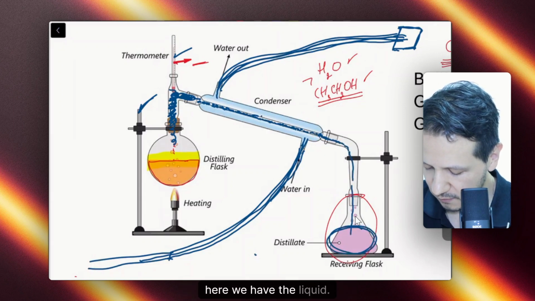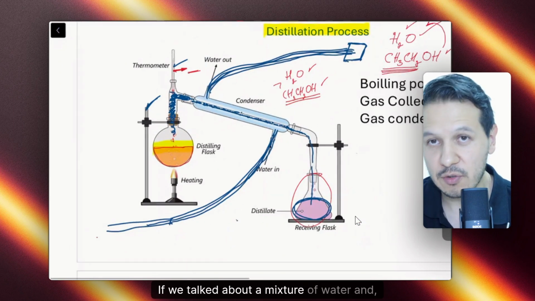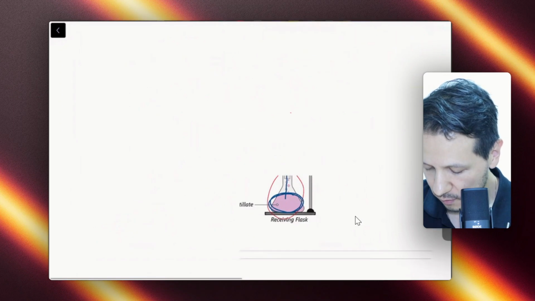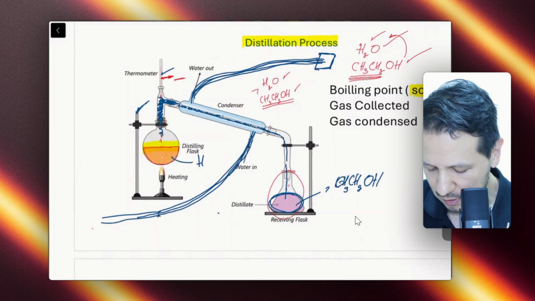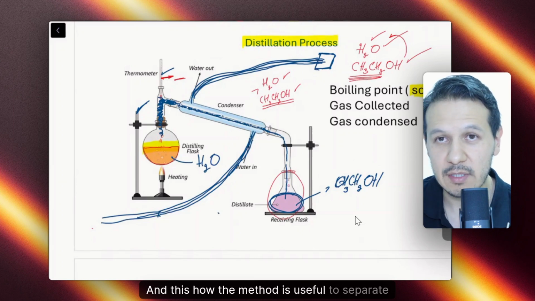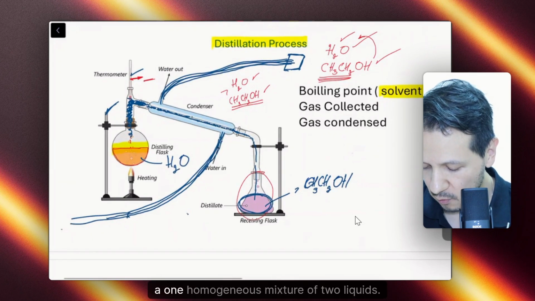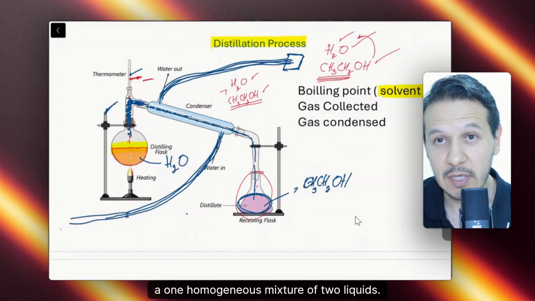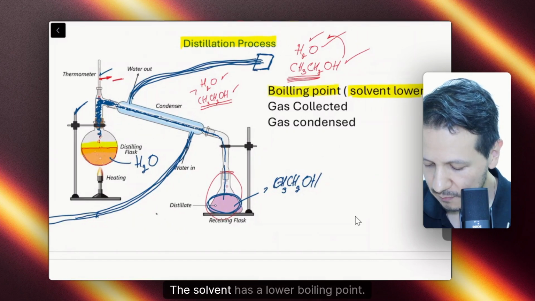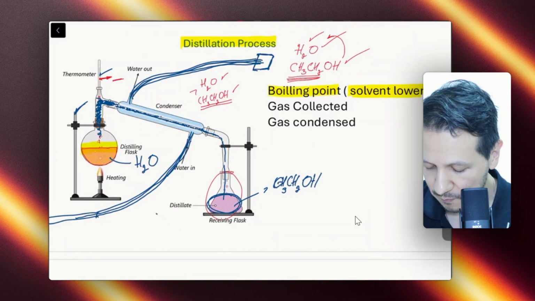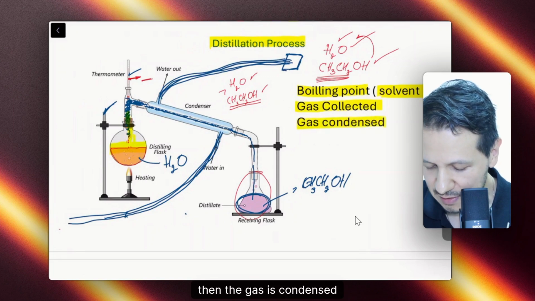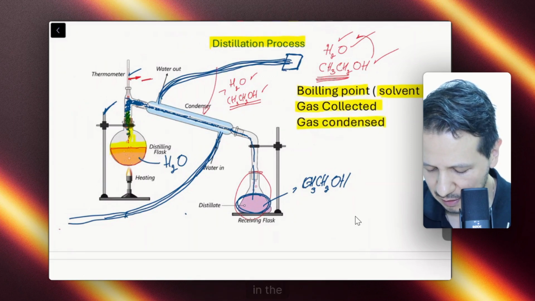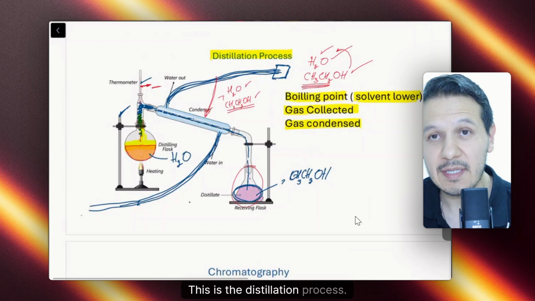And here we have the liquid. If we talk about a mixture of water and ethanol, here we have the ethanol and here we have the water. And this is how the method is useful to separate one homogeneous mixture of two liquids. Okay? The solvent has a lower boiling point. The gas is collected here and then the gas is condensed here in the condenser. This is the distillation process.